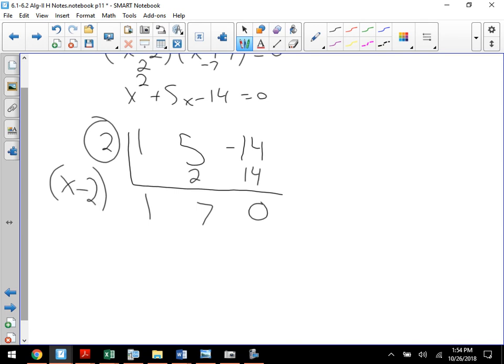Well, when you divide stuff, you're breaking it into other factors. So if I basically factored out an x minus 2, what's left? X plus 7. Yep. So the idea of factoring is going to stem from just being able to find zeros. Okay.